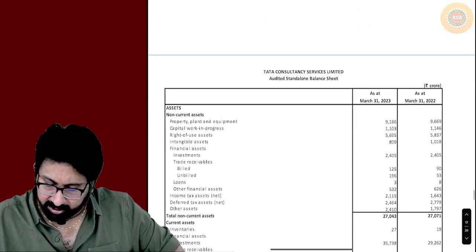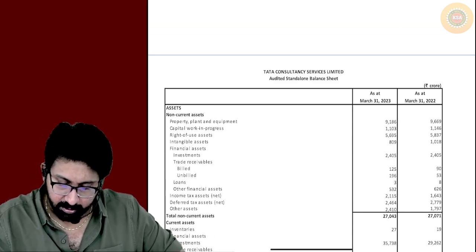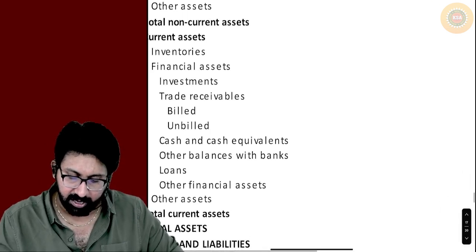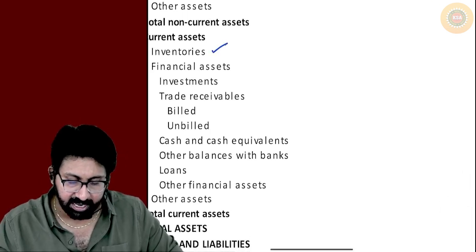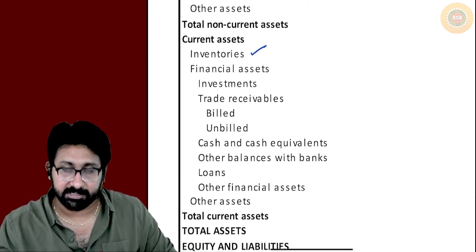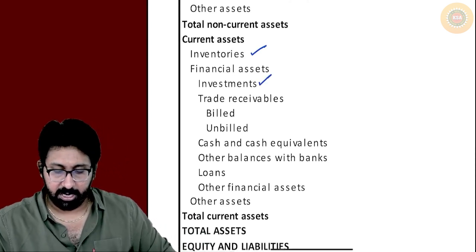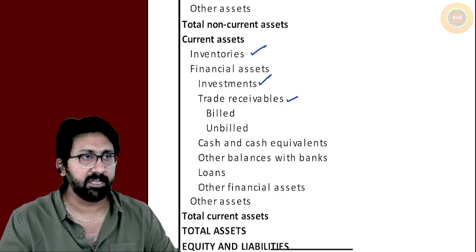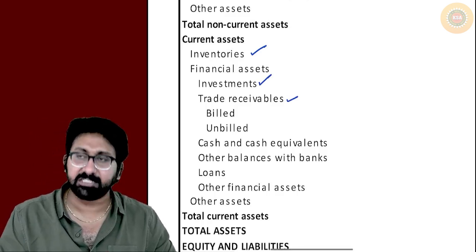All the amounts are given in lakhs or crores. All are given in crores. See here, current assets. Inventory is a current asset or not? Yes. Financial assets: first, investments, receivables. What is investment?